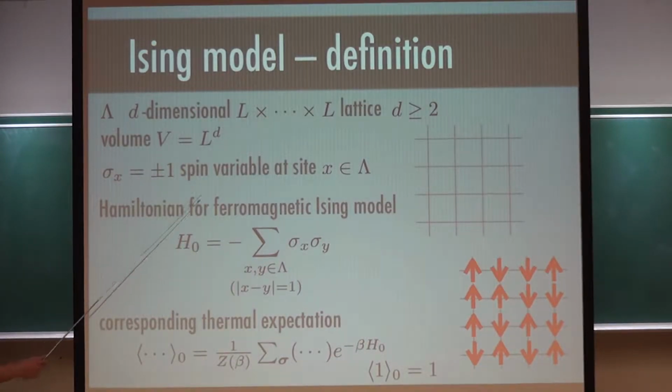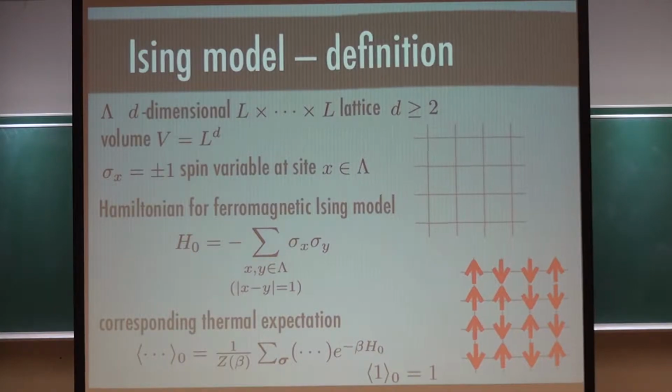As usual, for each site x, we define sigma x, which takes plus or minus 1, and the Hamiltonian is this. You sum over nearest neighbor pairs. Probably you are counting twice, but I don't care. This is the Ising Hamiltonian, and you define the corresponding thermal expectation like this. Okay, this is very standard.